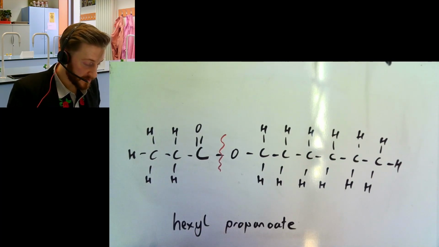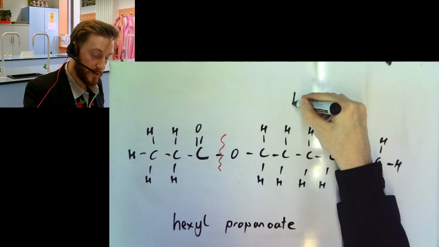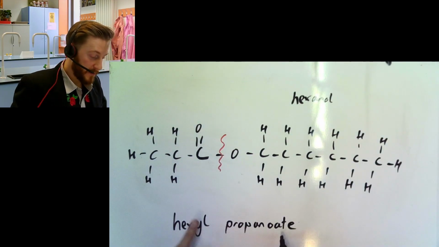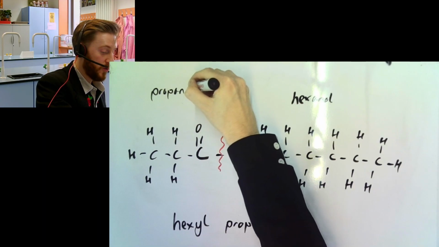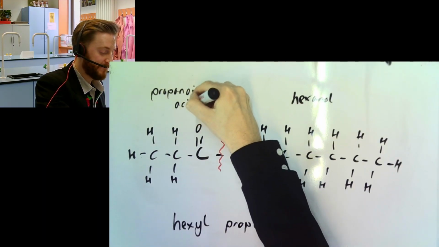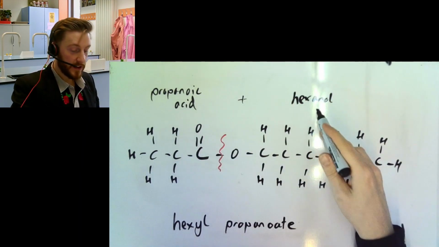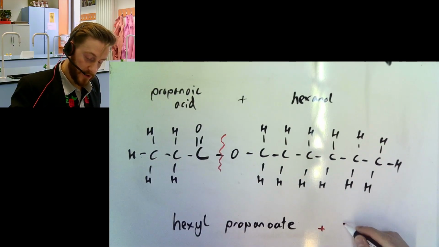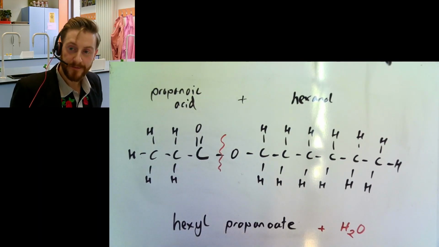And what would it be made of? Well, you can make it from the hexyl, which would come from the alcohol hexanol, and my propanoate comes from propanoic acid. What type of reaction joins them? That's a condensation reaction, condensing two things into one. And I would have also got an H2O formed from this reaction.